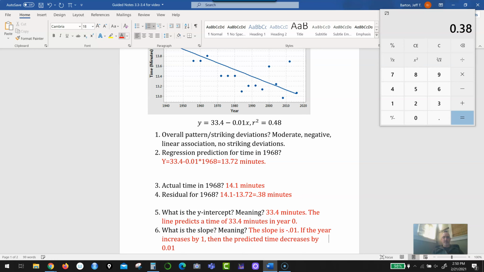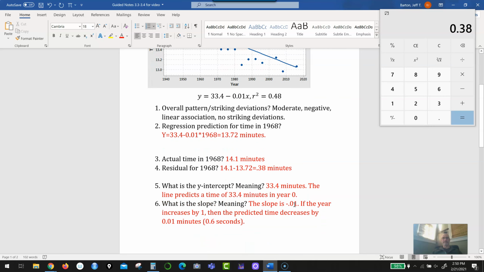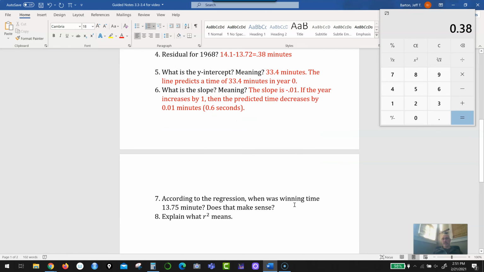by 0.01 minutes. And that's the same as, well, a minute is 60 seconds times 0.01. You move the decimal place 2 places to the left. So that's about 0.6 seconds. So we expect the time to decrease by about 0.6 seconds each year. Right? That does seem to make some sense. The record time should decrease, or does seem to decrease over time.